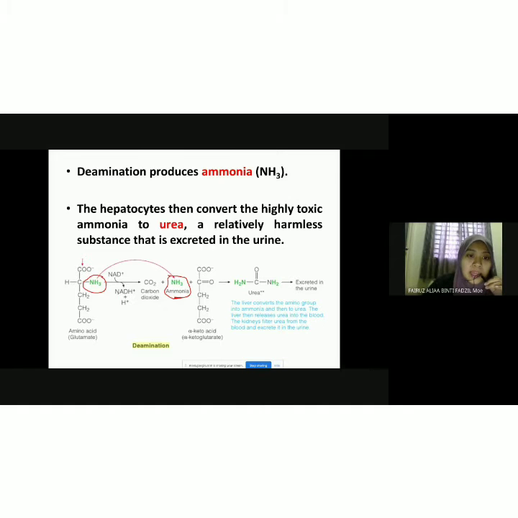And then what happens to the amino acid glutamate? Once they remove the amino group, and the removed amino group becomes ammonia, the amino acid glutamate becomes a new compound, alpha ketoglutarate, the keto acid alpha ketoglutarate.